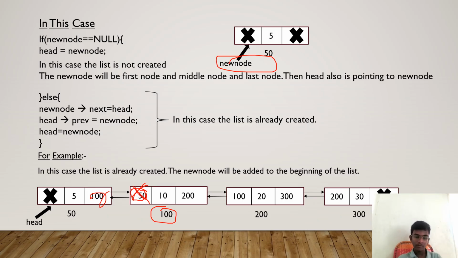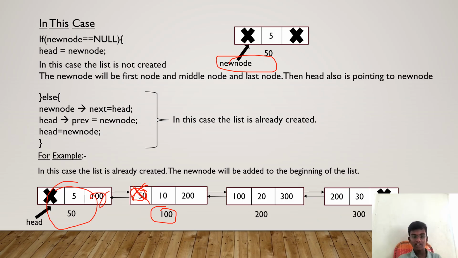Next, head equal to new node, because we are inserting a node at the beginning of the list. If a new node is coming at the beginning of the list, it is considered as the head. Head equal to new node means head equal to 50. Now the head value is 50. Before, the head value was 100.